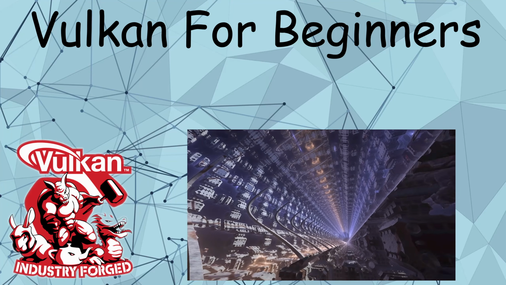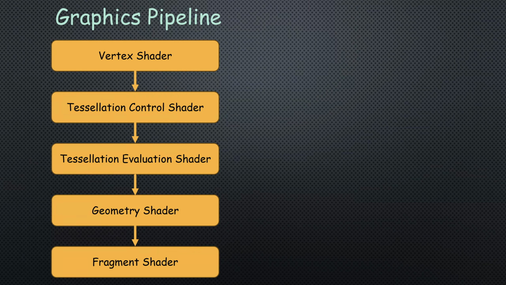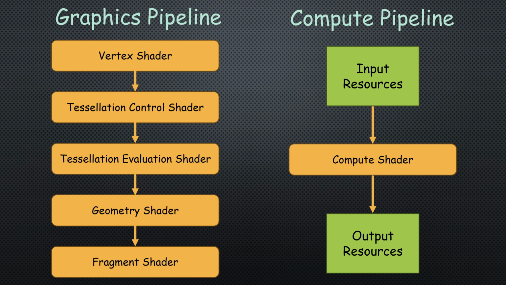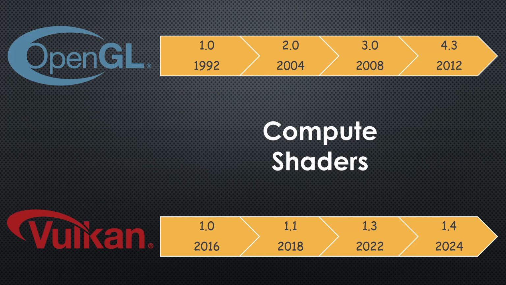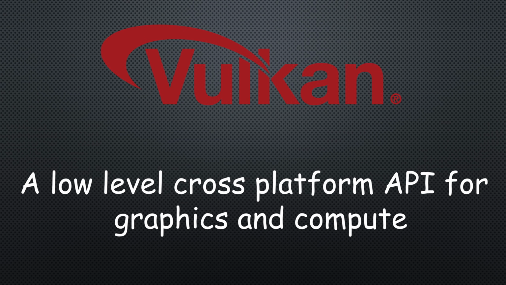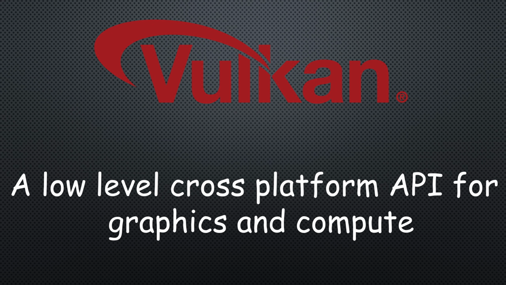Hello Vulkan developers! Today we're going to take a look at a compute shader. This type of shader is the only programmable stage in the compute pipeline, which runs in parallel to the graphics pipeline on the GPU. In contrast to OpenGL, where the compute shader was introduced in version 4.3, in Vulkan the support for them was mandatory from day one.